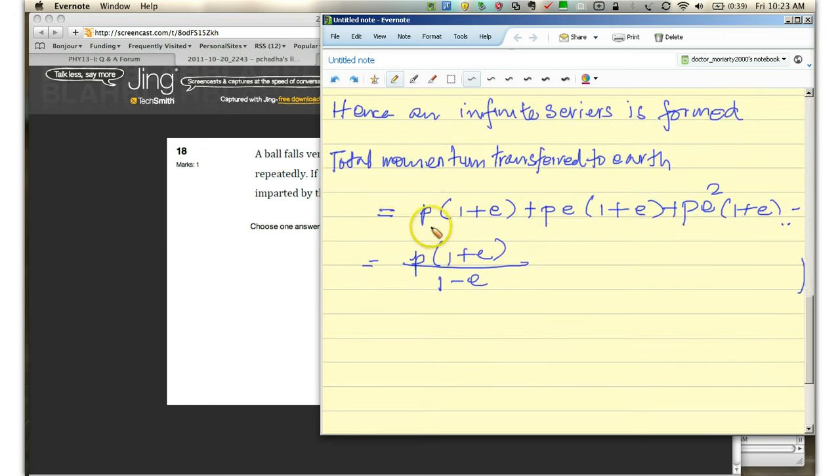Now, if you add up this series, this is from the first impact, which is p into 1 plus e. This is from the second impact, which is pe into 1 plus e. This is the third impact, which is pe squared into 1 plus e, and so on and so forth. So this forms an infinite geometric series where the first term is p into 1 plus e, and the common ratio is e. As you can see, the first term multiplied by e gives you the second term, and the second term multiplied by e gives you the third term, and so on and so forth. The sum of such an infinite series would be p into 1 plus e divided by 1 minus e. I hope this answers your question. Let me know if you still have problems.